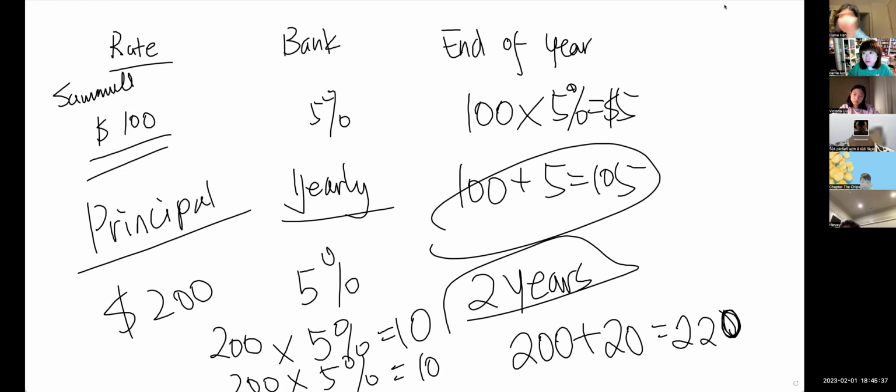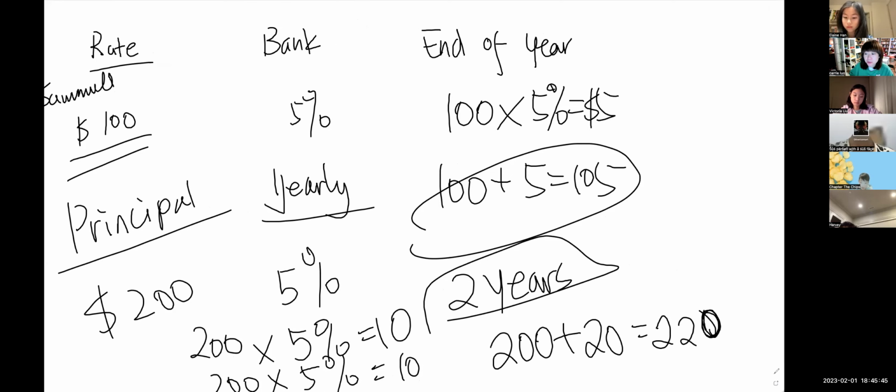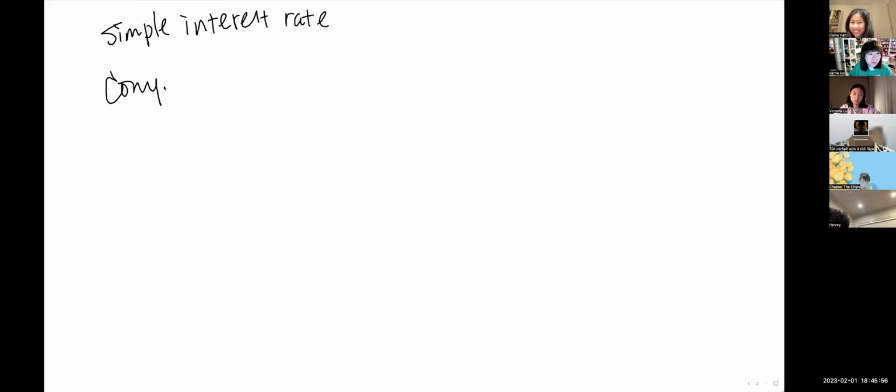Okay, so this is pretty easy, right? We're going to learn this one later: this is very simple because it's called simple interest rate. Is it supposed to be simple or compound? Okay, so now we're going to learn the compound. So what is the difference between compound and simple?